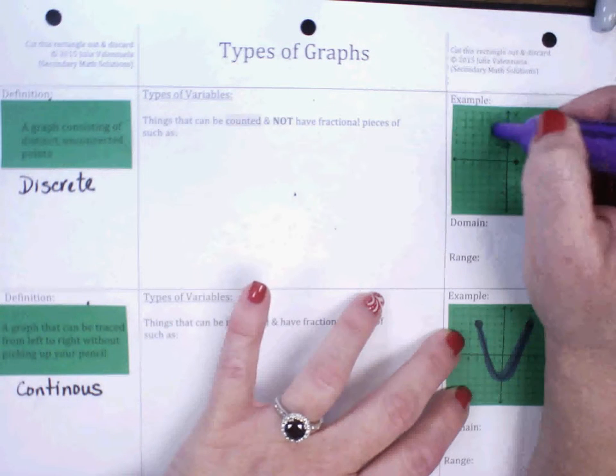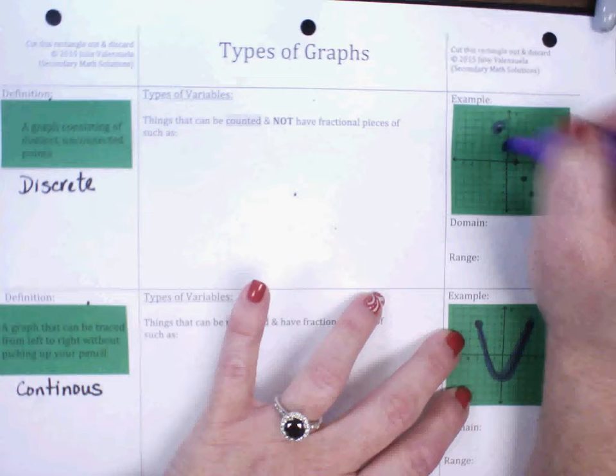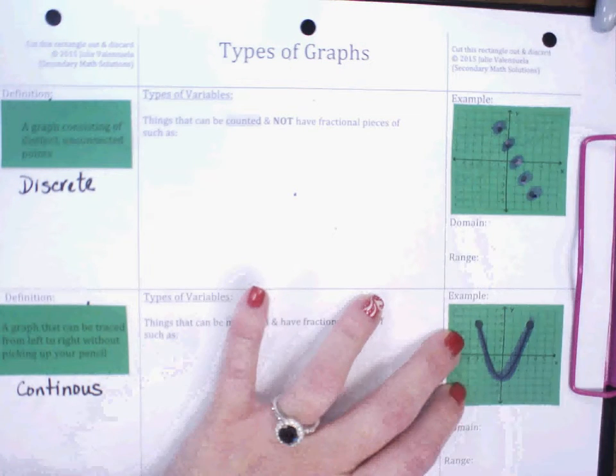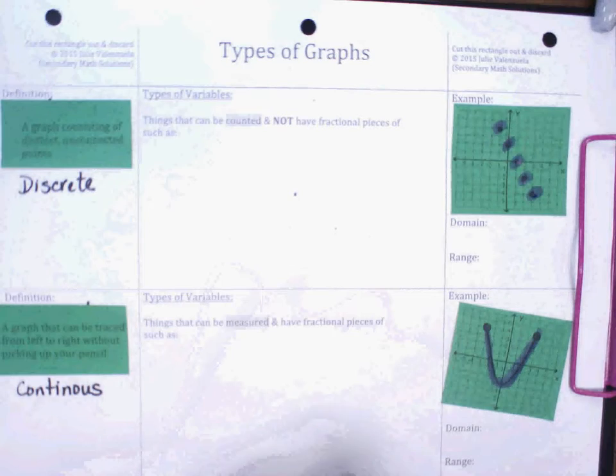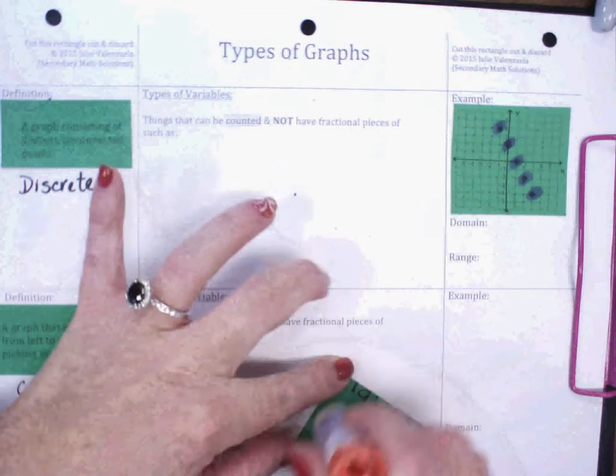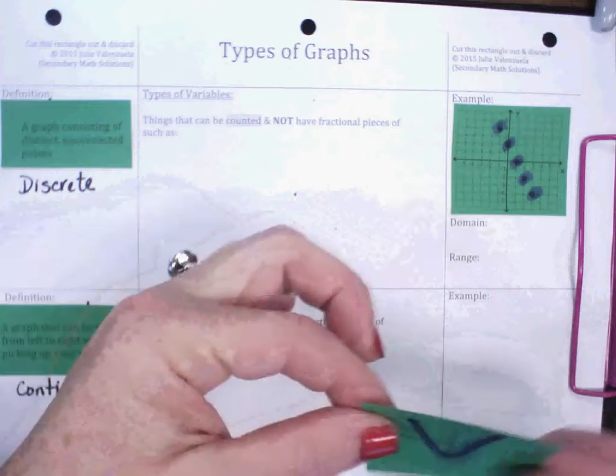Guys, let's go. All right, so this is what I mean by you can trace it. Can you get your highlighter and go from beginning to end of the graph without picking up your pencil? Yes, you can. But in this one, you cannot, because you have to jump from here, to there, to the other one, to the other one.